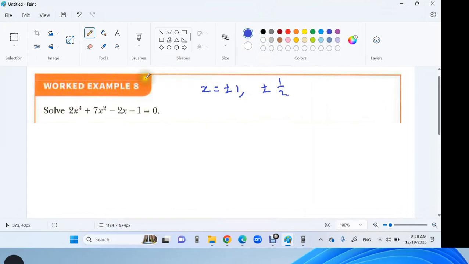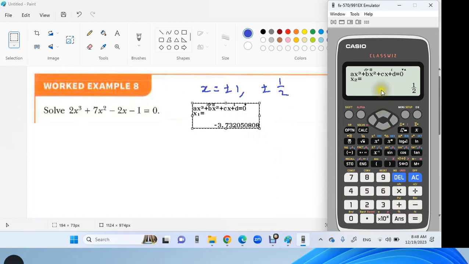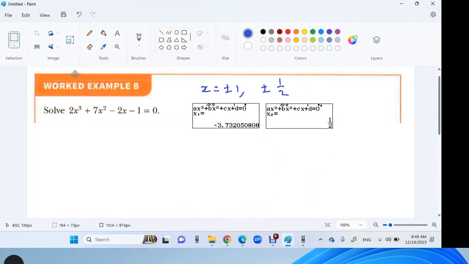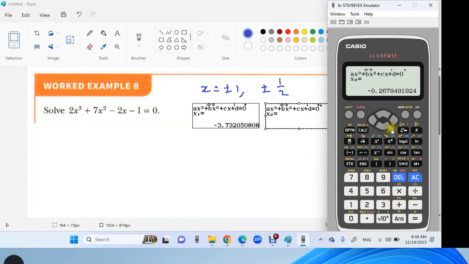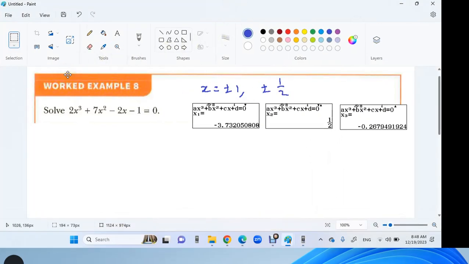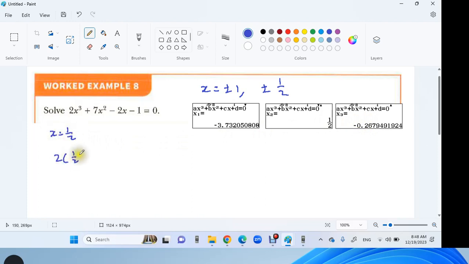So this will be a little bit complicated compared to the previous one. You can see that we have 1 over 2, and then we have the decimal solution here. Over here, if you do the trial and error, you will get that when x equal to half, then 2 times half cubed plus 7 times half squared minus 2 times half minus 1 equal to 0. So 2x minus 1 equal to 0 is one of the roots.